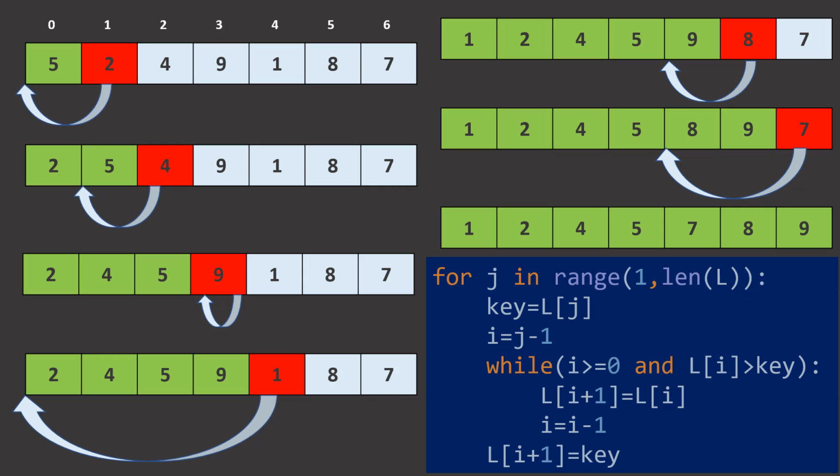Now L of i plus 1 is equal to key. i was 0, so L of 0 plus 1, that is 1. So L of 1 will become 4. That is how your insertion will take place.